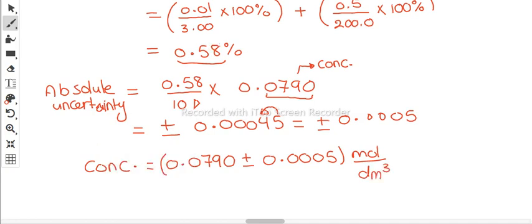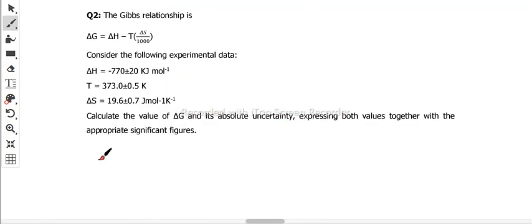We're going actually to apply on more and more ideas. So now we're going to start with question number 2. The Gibbs relationship is delta G equals delta H minus T delta S over 1000. This is a very important rule. You will actually take it in chapter number 5, which is the energetics chapter, at a higher level. So far, if you don't know this relationship, it's not important now, since we're going only to apply.